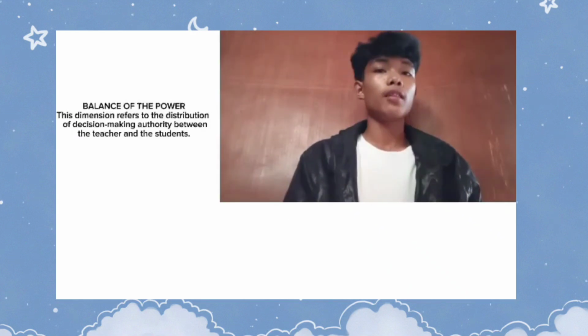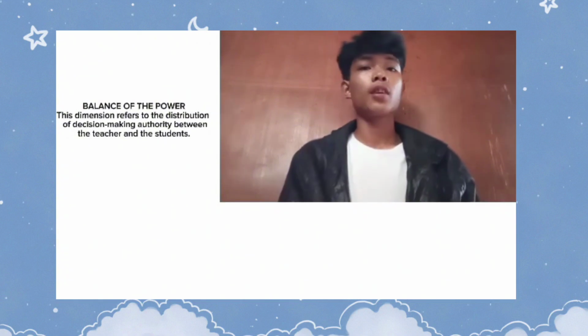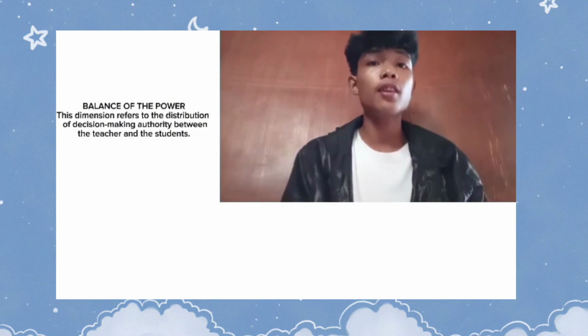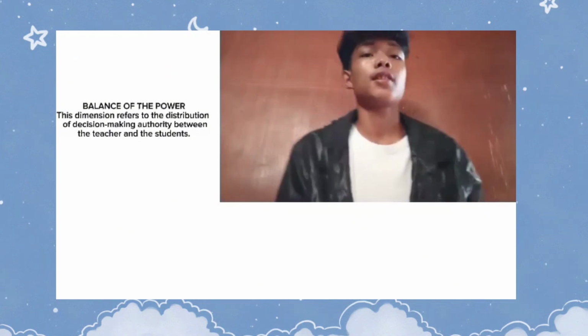Number 5 topic, balance of power. This dimension refers to the distribution of decision-making authority between the teacher and the students. In traditional classrooms, the teacher holds most of the power, deciding what to teach, how to teach, and how to assess. However, in learner-centered environments, power is more evenly shared.